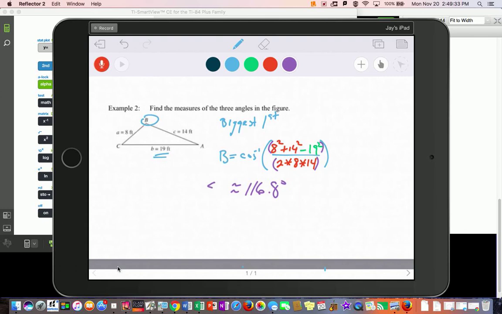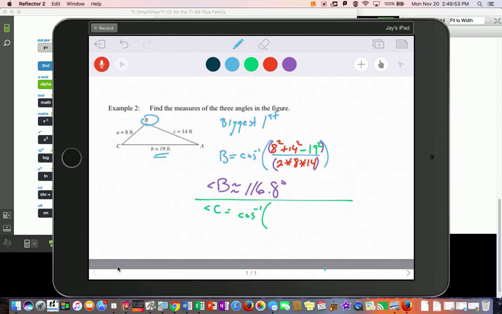So that's angle B. Now, to find the other two sides, you can do law of sines or the law of cosines again. It's law of cosines day, so I'm just going to do the formula again. So I would find angle C next, I guess. Let's do angle C. That'll be the cosine inverse.